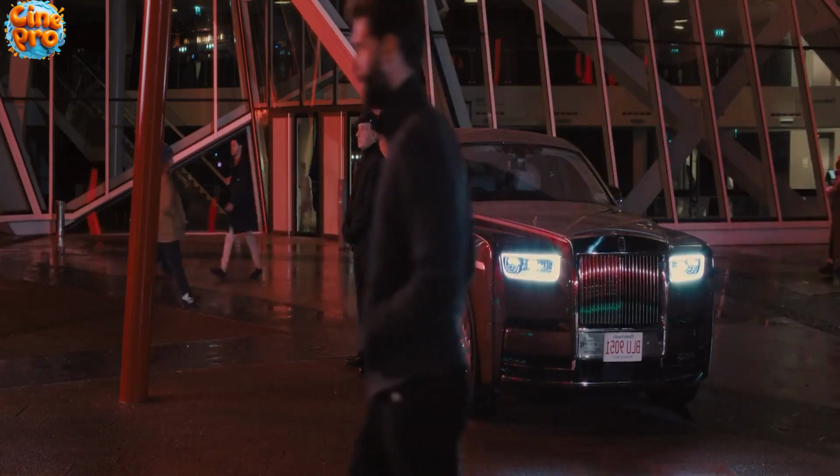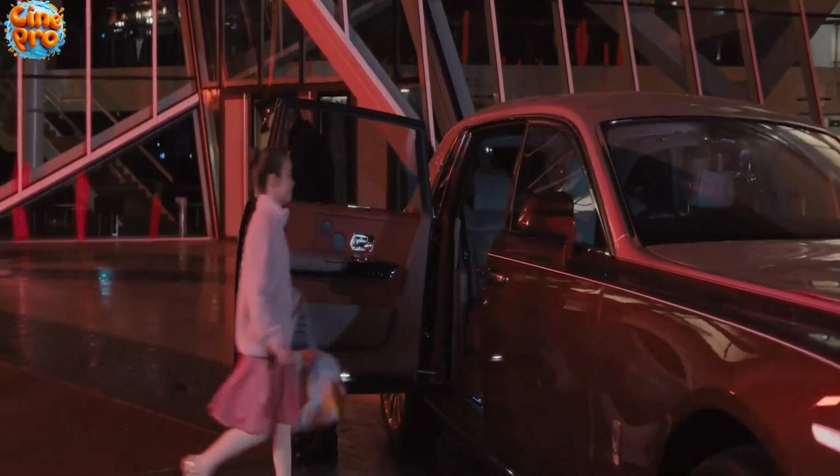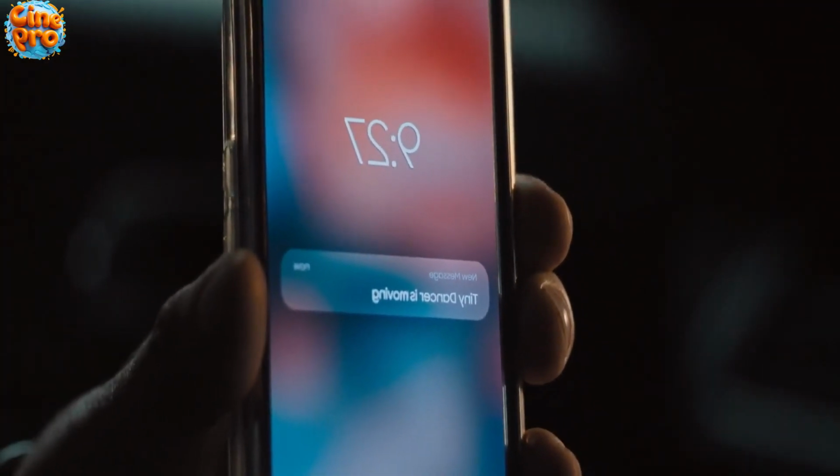After the show ends, Abigail leaves and gets into her very expensive car with the driver. They don't notice that a tracking device has been placed under the car by criminals.